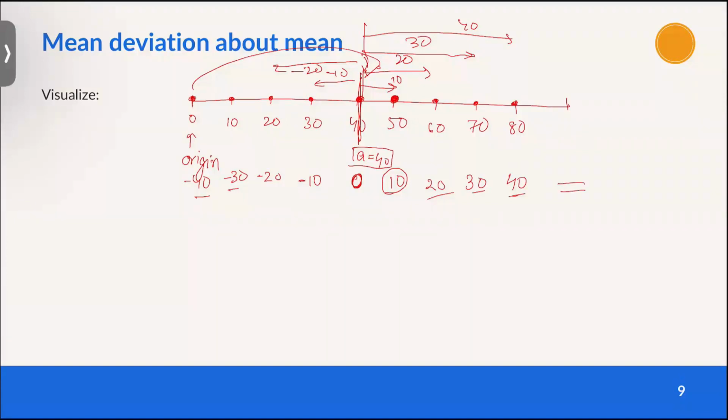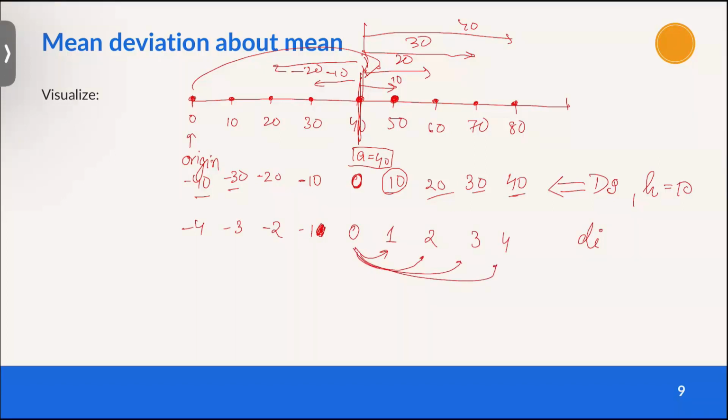Now you see for these deviations, di, they have a common factor of h equals 10. So what will be small di? It will be minus 4, minus 3, minus 2, minus 1, 0, 1, 2, 3, and 4. So you are saying that these are the steps: 1 step, 2 step, 3 step, 4 step. What is 4 step of 10? 4 step of 10 is 40.